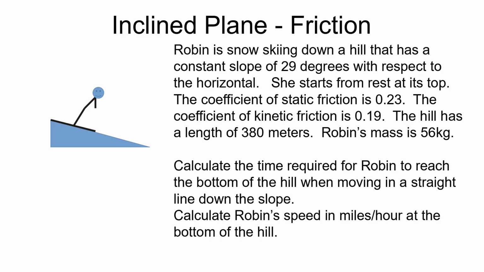Starting from rest at the top, there's a coefficient of static friction between the skis and the snow of 0.23, I'm inventing, and a coefficient of kinetic friction while the person would be moving of 0.19. The hill has a length of 380 meters, and the person's mass is 56 kilograms.